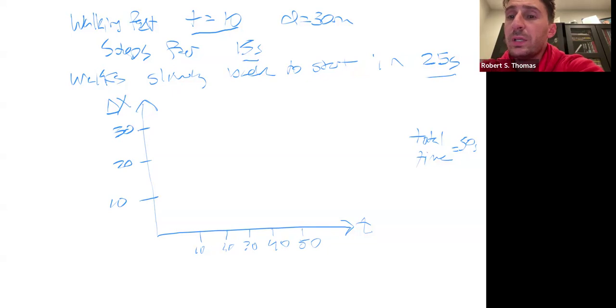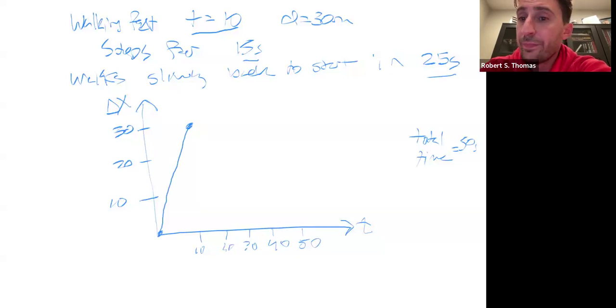Okay. So let's see. In 10 seconds, he goes 30 meters. So I'm going to put a point here, because at 10 seconds, he's at 30 meters. I know he starts from the start and he goes like that. Then for 15 seconds, so from 10 to 25, he stands still. How do I represent him standing still? Well, he stays at the same distance, right? If you're standing still, you're going to stay at 30 meters. So I'm going to represent that.